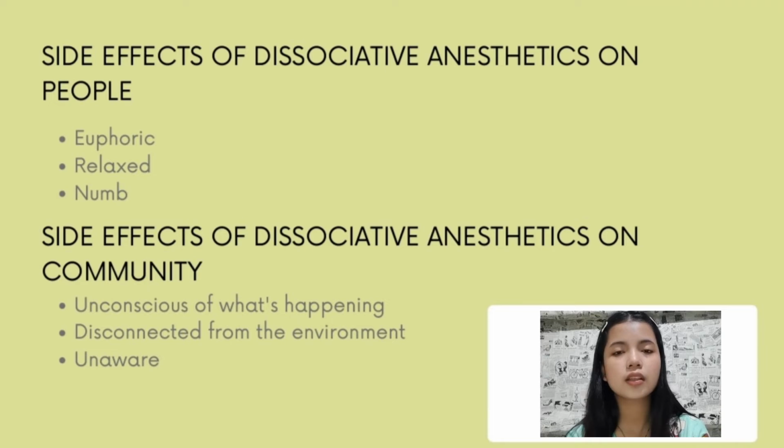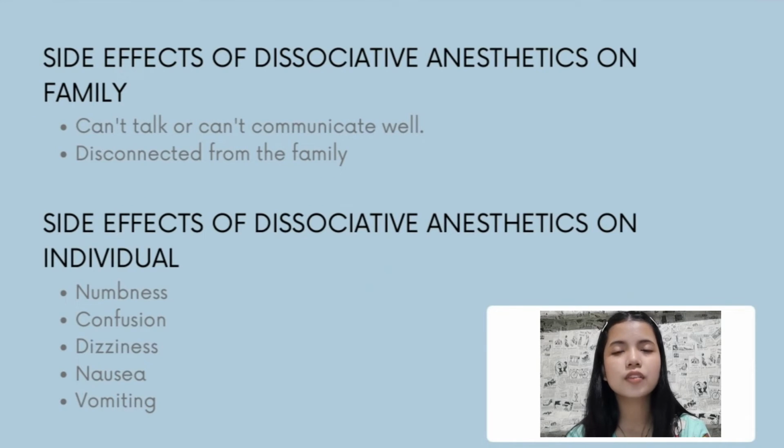Side effects of dissociative anesthetics on people: euphoric, relaxed, and numb. Side effects of dissociative anesthetics on community: unconscious of what's happening, disconnected from the environment, and unaware. Side effects of dissociative anesthetics on family: can talk or can communicate well, and disconnected from the family. Side effects of dissociative anesthetics on individual: numbness, confusion, dizziness, nausea, and vomiting.